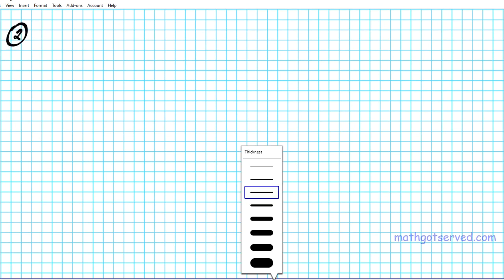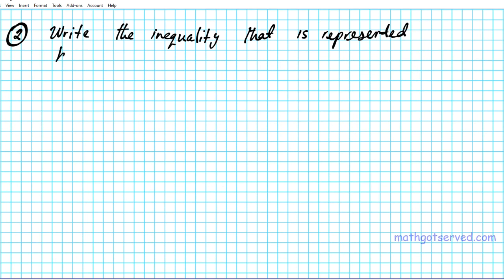Alright, let's take a look at question 2. In question 2, we're going to take a look at the graph of an inequality, okay? So for question 2, the question is as follows. Write the inequality that is represented by the graph below.